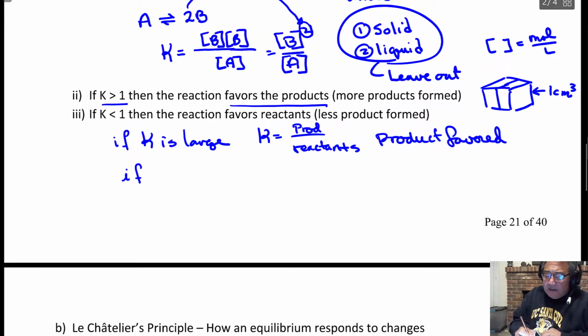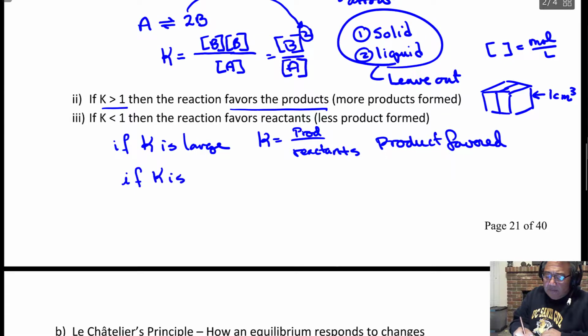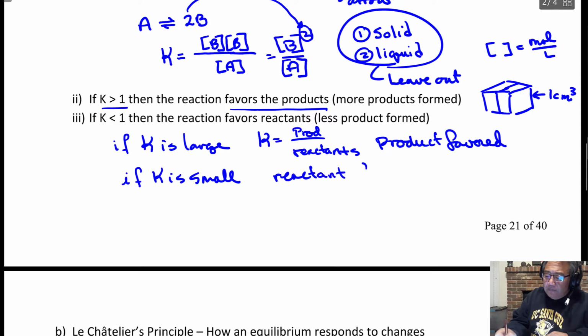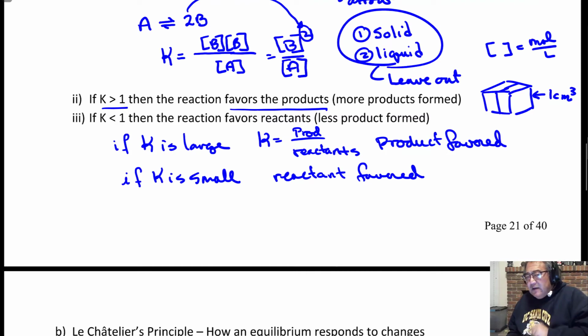If K is small, then it's still true that K is products over reactants, but that means for that ratio to be small, the reactants would have to be a lot bigger numerically than the products, so we would say that it's reactant favored. So in an equilibrium with a small K, you wouldn't expect to see a lot of product.